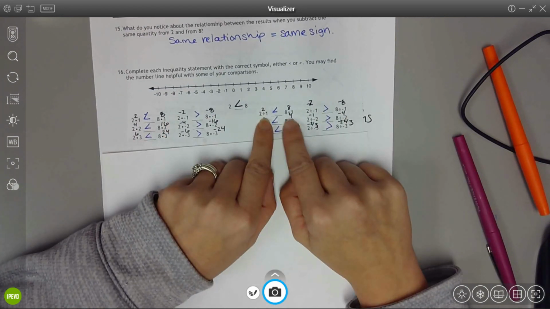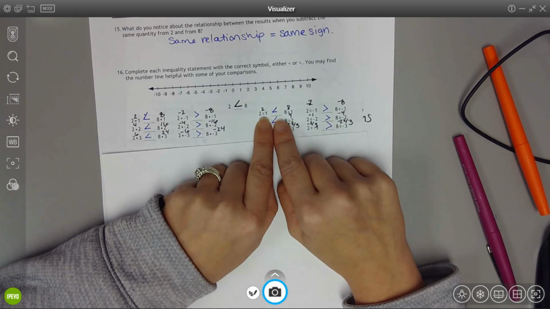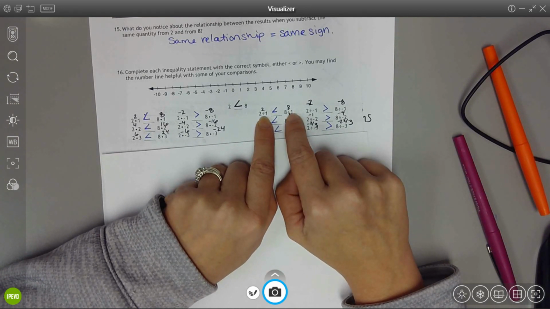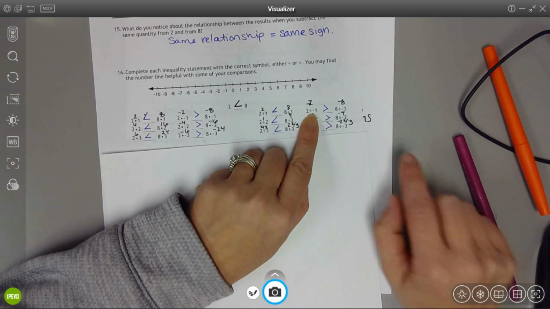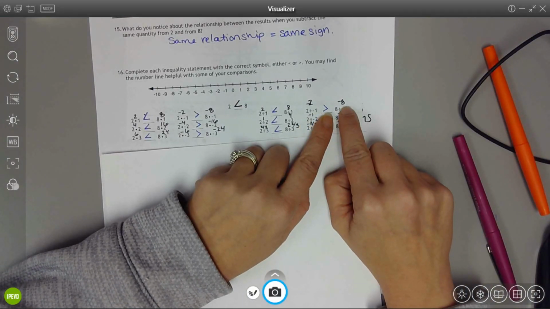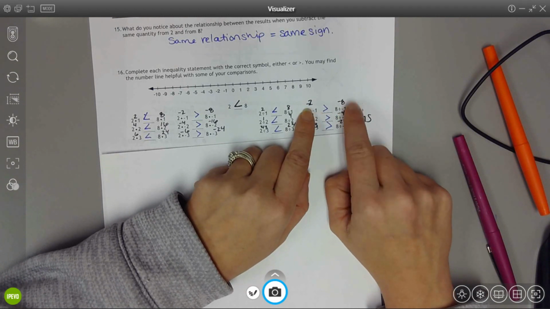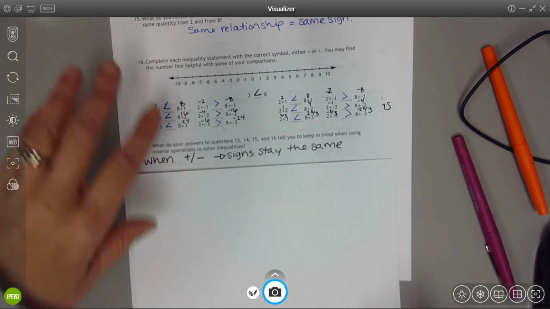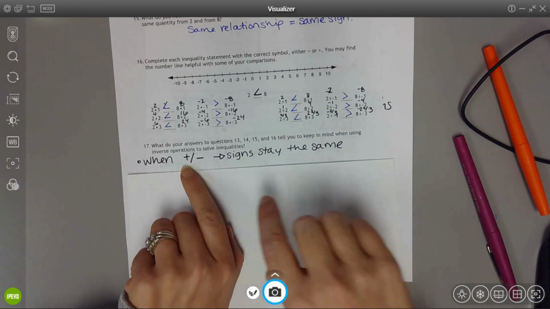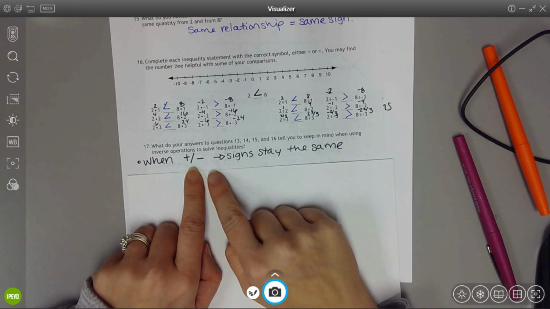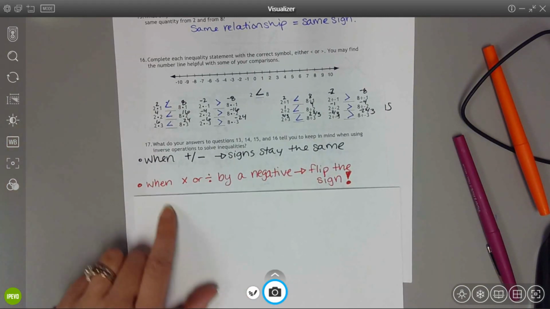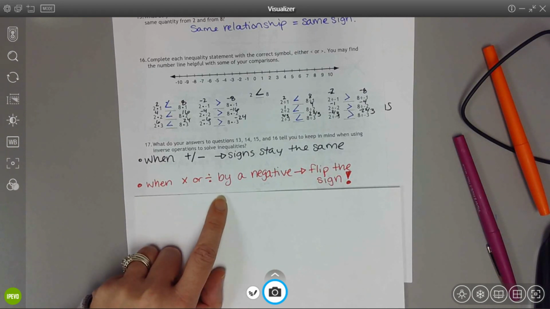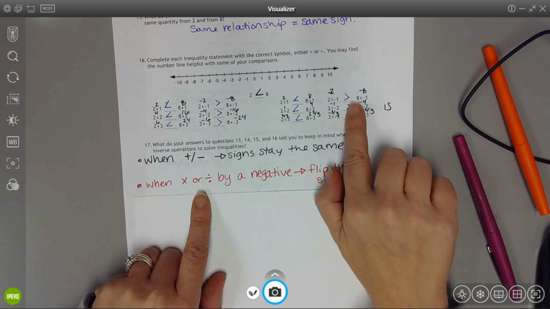Same thing over here. If I do 2 divided by 1, that's still 2. 8 divided by 1 is still 8. 2 is less than 8. But if I look here, 2 divided by negative 1 gives me negative 2. 8 divided by negative 1 gives me negative 8. Negative 2 is bigger than negative 8. So what I noticed here, guys, is that when I am adding or subtracting, like I did on the previous problems, my sign stayed the same. But when I multiply or divide by a negative number, my sign flipped.